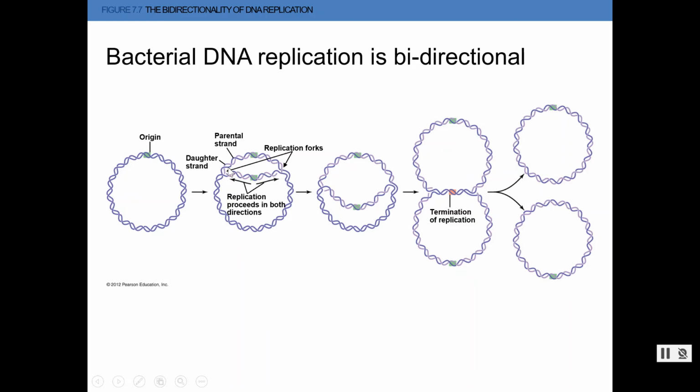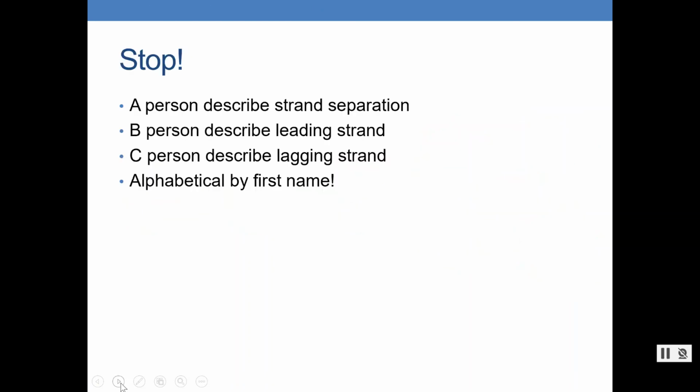And you end up with 2 replication forks in that, and they will continue until they get all the way back, and then you get a termination where you run into double-stranded DNA, and it terminates there, and then you get the complete replication of DNA. So remember, bacterial DNA, all DNA actually, replication is bidirectional, and that's what that means.